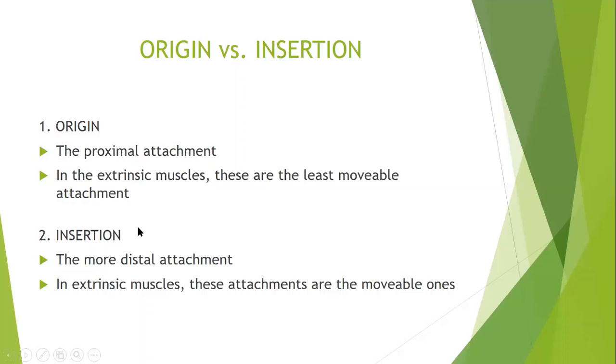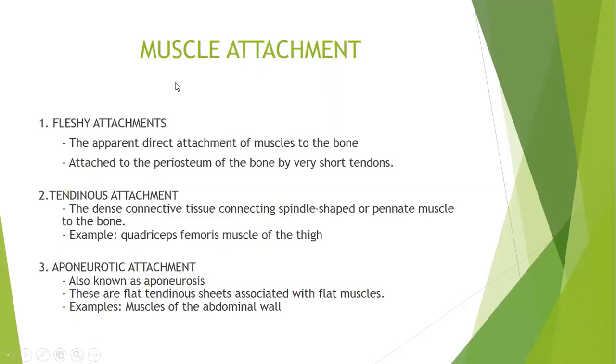Then we have insertion, the more distal attachment. For extrinsic muscles, these attachments are the movable ones. So in terms of muscle attachment, we have fleshy attachments, tendinous attachment, and aponeurotic attachment. When you say fleshy attachments, the apparent direct attachment of muscles to the bone, they're attached to the periosteum of the bone by very short tendons.